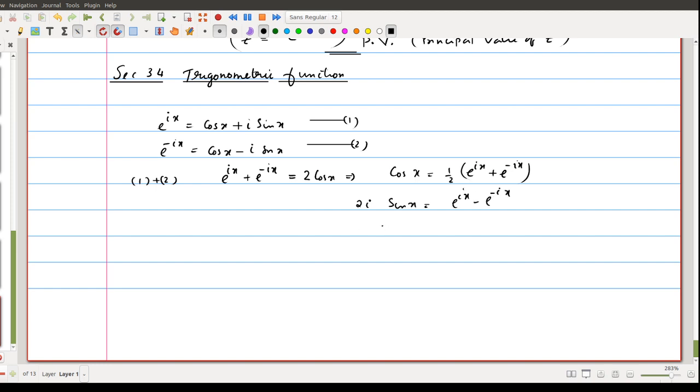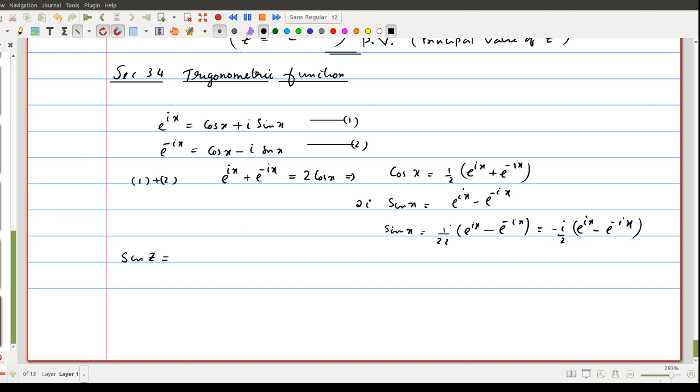Now if we write sin x from this expression, we will get 1 by 2i times e power ix minus e power minus ix, or equivalently you can write minus i by 2 times e power ix minus e power minus ix. So this is the expression for sin x in terms of e raised to ix and e raised to minus ix. And using this fact we define complex sin z.